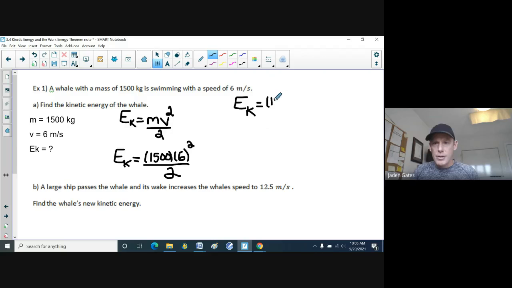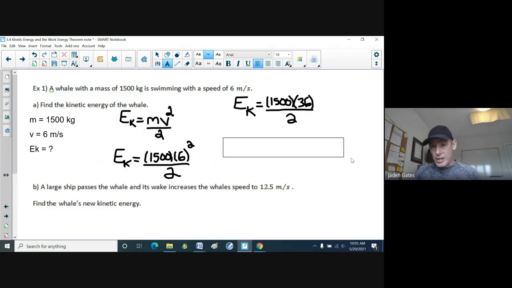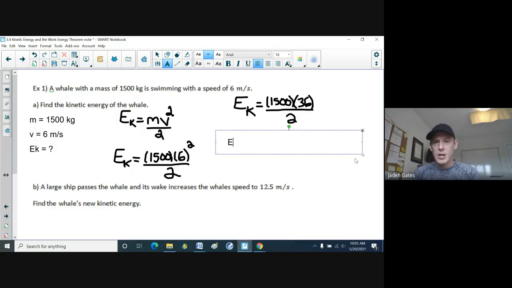I'm still going to have this 1,500 here, and now I take 6 and I square it. That's 6 times 6, and I know that's 36. Then I divide by 2. We've got to do that first. Now for my kinetic energy, the next step, I can do it all at once, because I can take 1,500 times 36 and then divide by 2. That can all be done at once, and I end up with 27,000, and we're talking about energy here, so joules of energy.